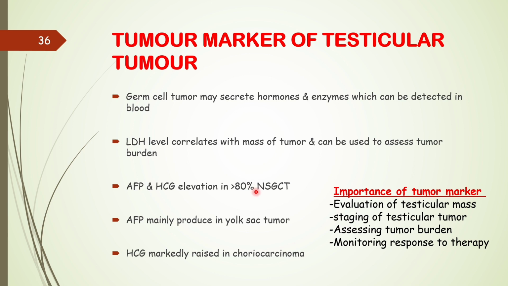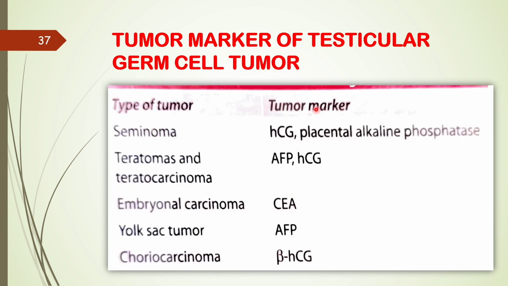In a non-seminomatous germ cell tumor, in more than 80%, alpha-fetoprotein and HCG, human chorionic gonadotropin, will show elevation, while AFP is mainly produced in a yolk sac tumor. HCG is mainly elevated in choriocarcinoma and in seminoma. So these are the types of tumor and tumor markers.